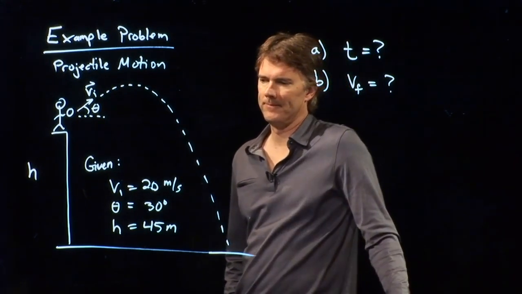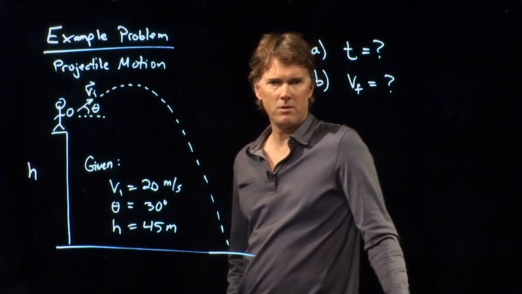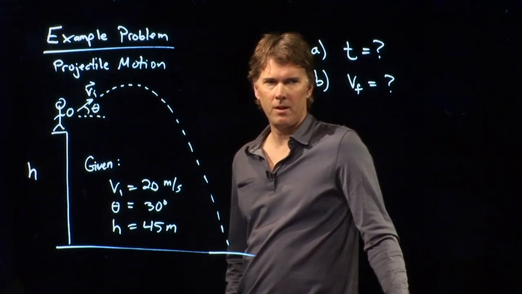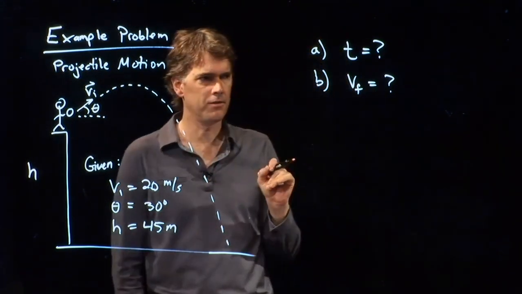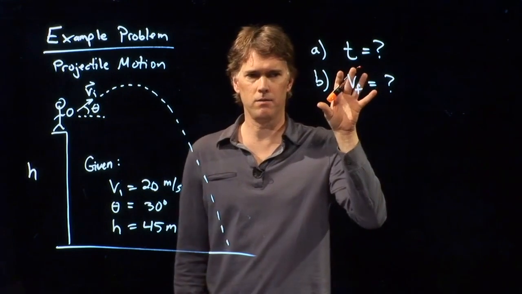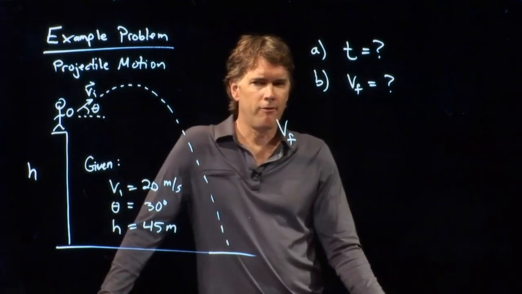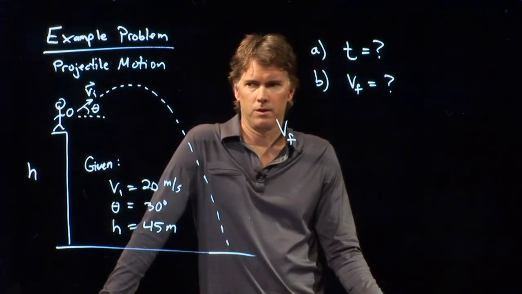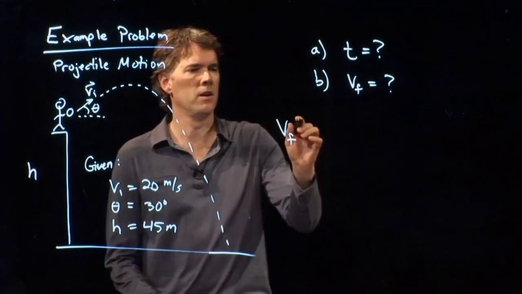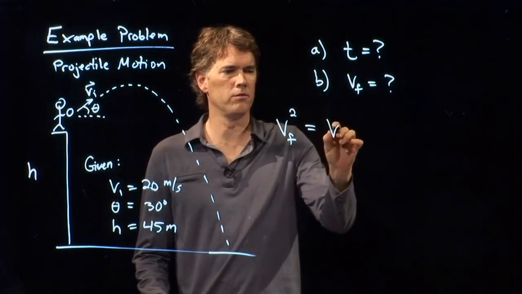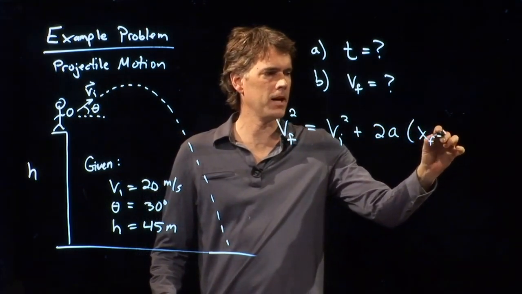All right, how do we attack this? Well, I wonder if we could do it maybe slightly backwards by attacking B first. Let's think about a different way to get the answer for B. We had 4 kinematic equations, and one of those kinematic equations looked like this. Vf squared equals Vi squared plus 2a (xf minus xi).